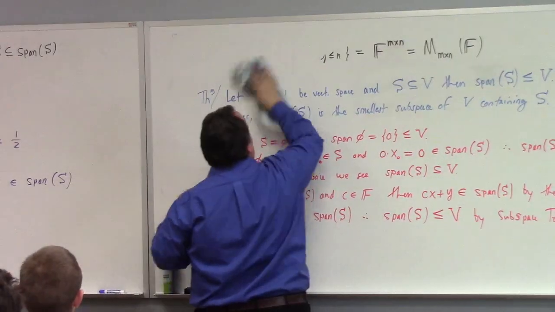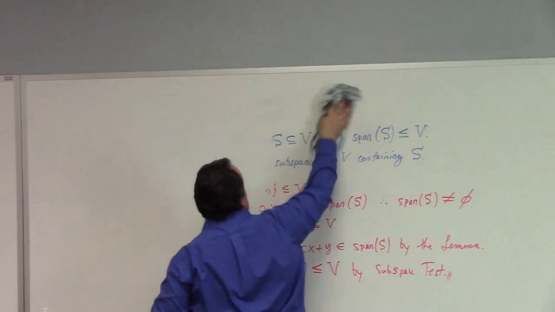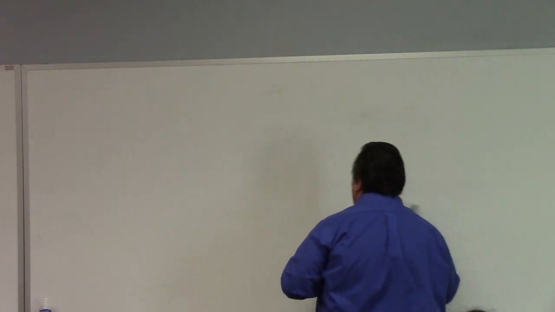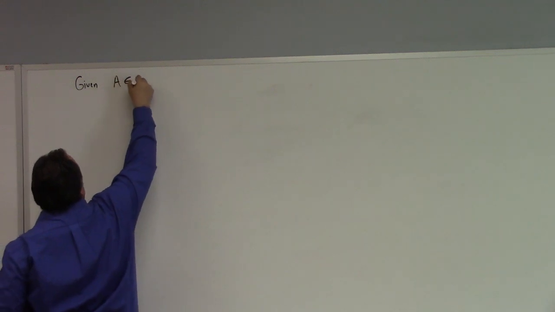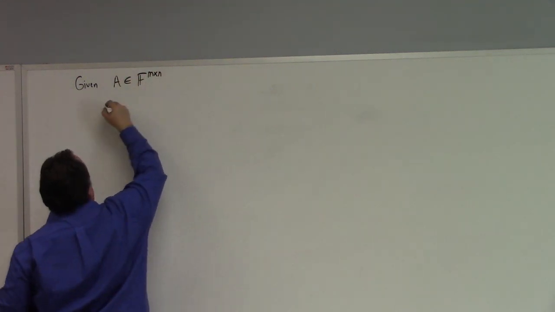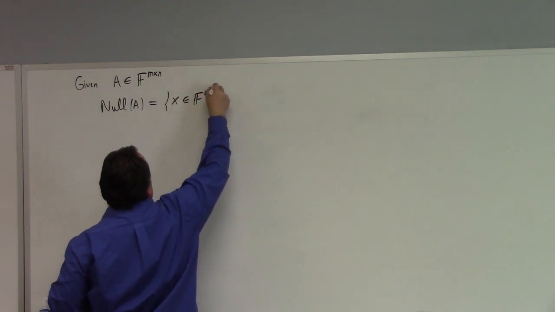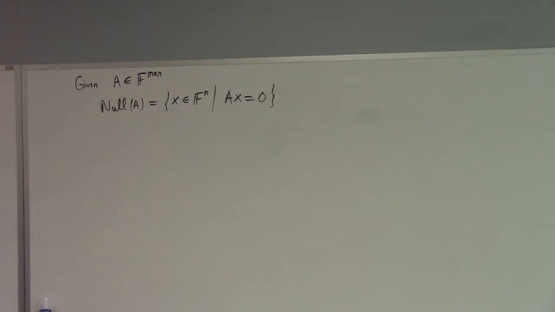So the other mission critical examples to talk about in here are the subspaces for a matrix, right? There are at least three subspaces corresponding to a matrix. Given A, which is an m by n matrix over a field, we define the null space of A to be the set of x in F^n such that Ax equals 0. This is the so-called null space of a matrix, all right? How would you prove this is a subspace?